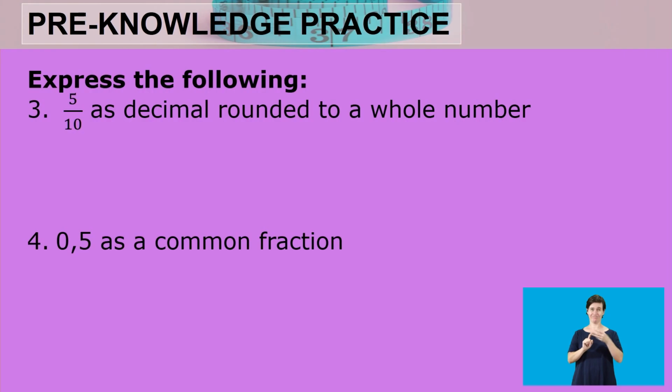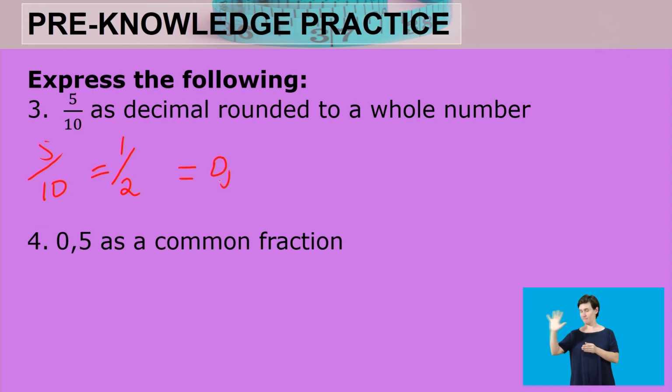The third question, 5 divided by 10 as a decimal number rounded off to a whole number. Now we've already solved it in our previous question. We said 5/10, in its simplest form, is 1/2. So if we change it to a decimal number, then it becomes 0.5. Now the question says we must round it off to the nearest whole number.